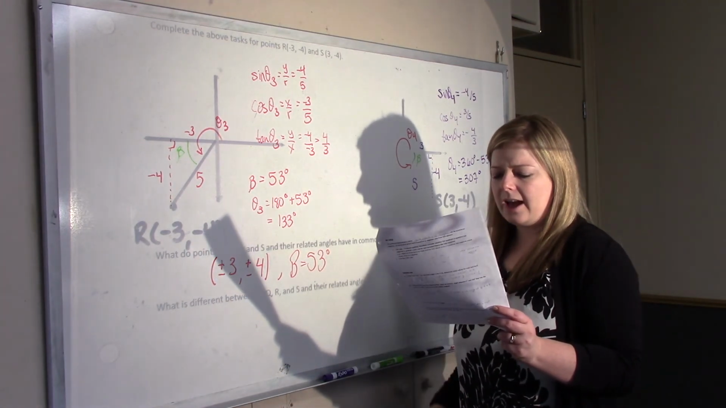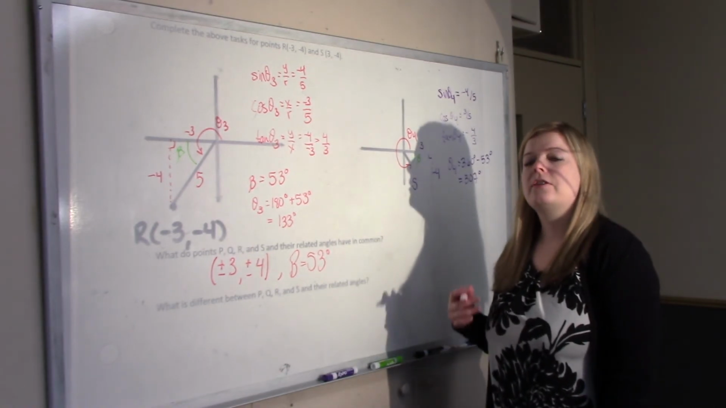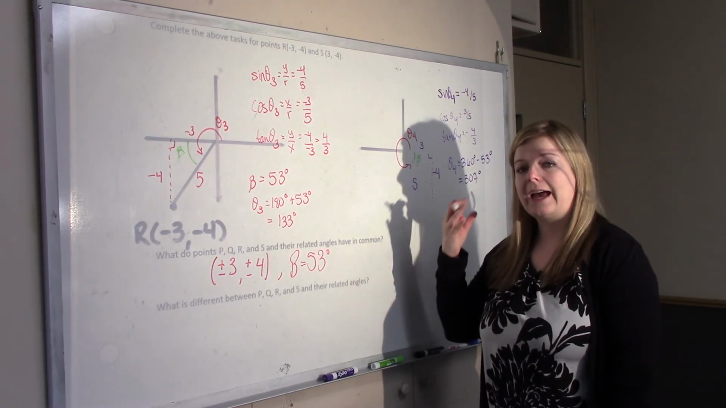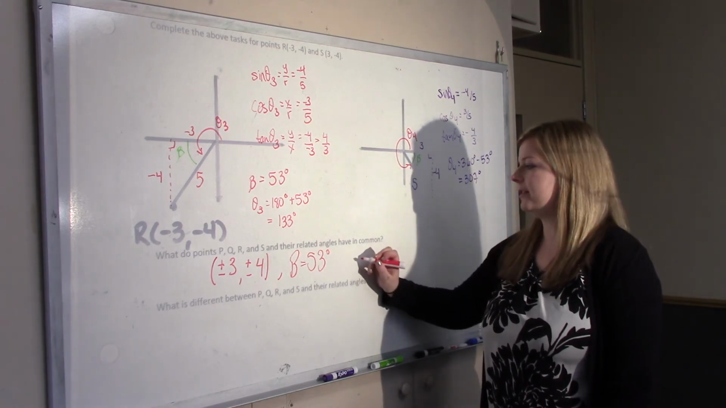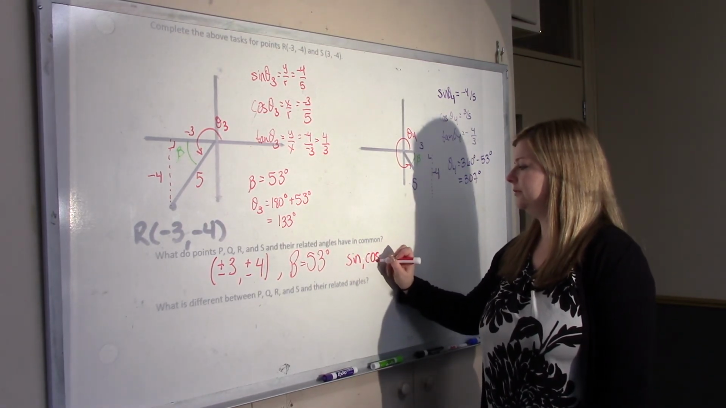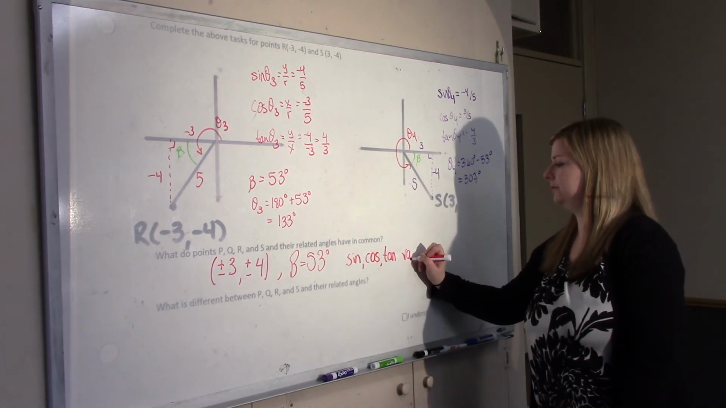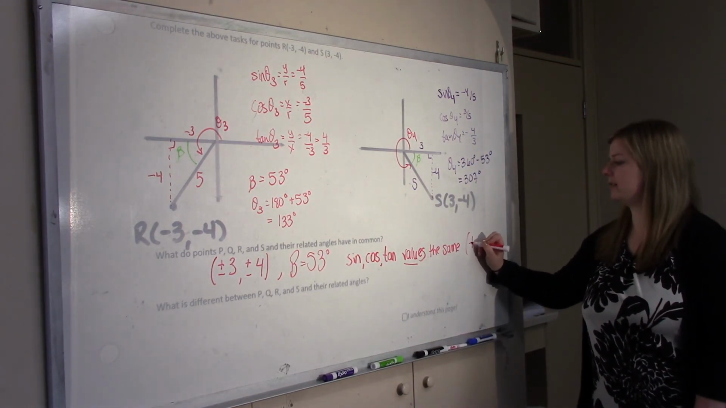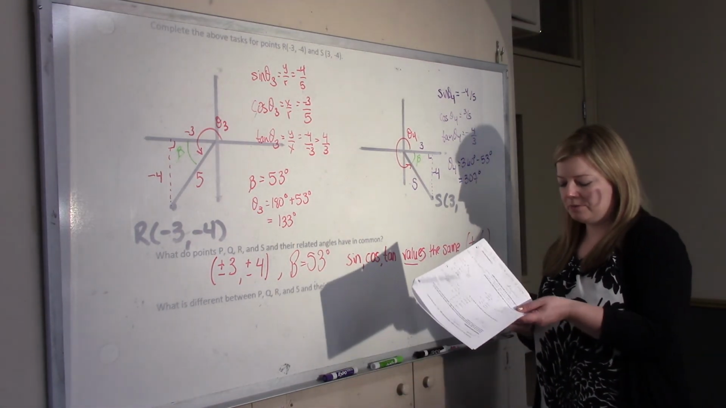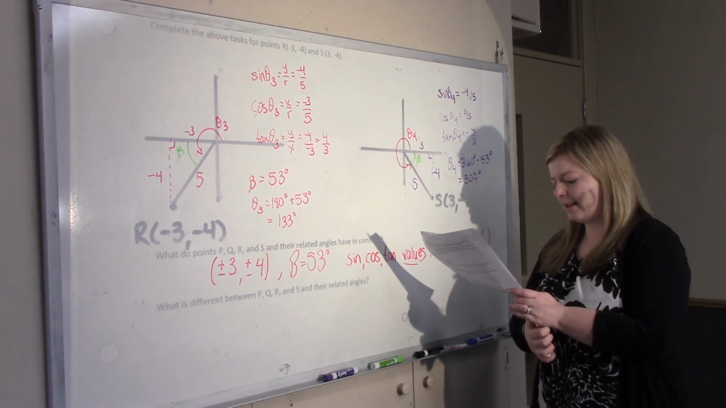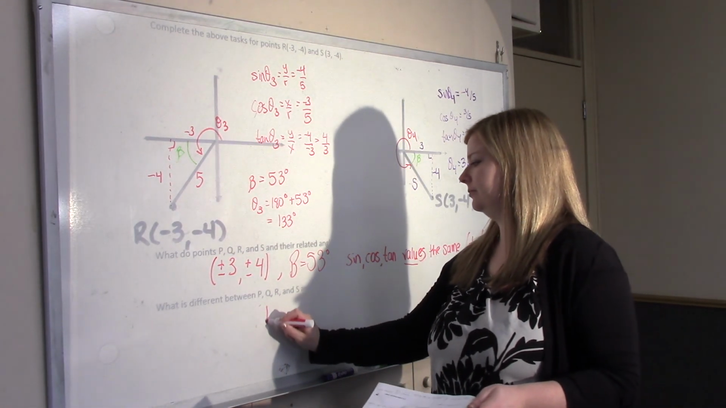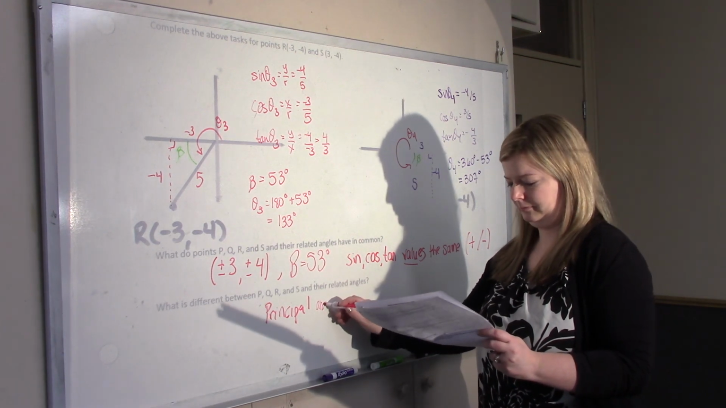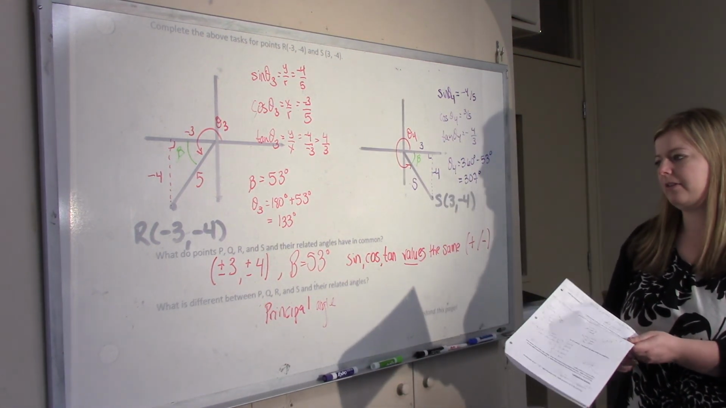And their sine, cos, and tan values are all the same. They're just negative or positive versions of each other. So they all have the same absolute value of sine; it just might be negative or positive. So their values are the same, but they could be positive or negative. What is different between P, Q, R, and S? Well, the principal angle is different. That is what is different in all of them.